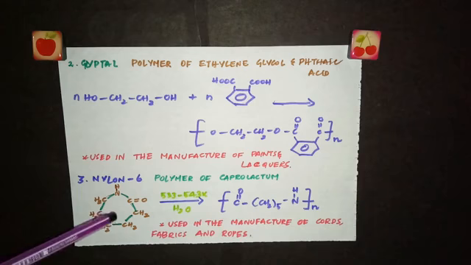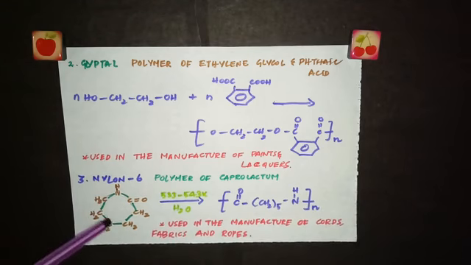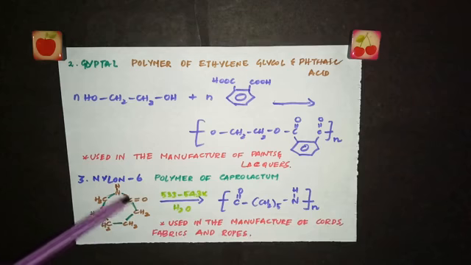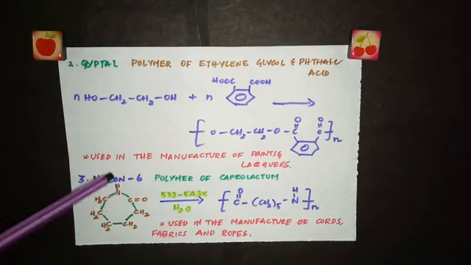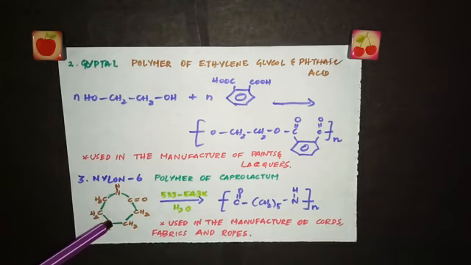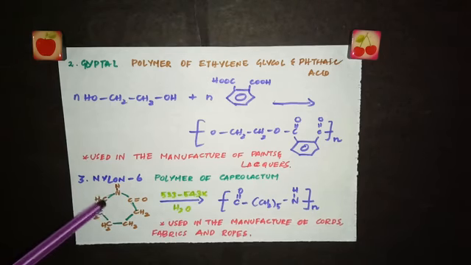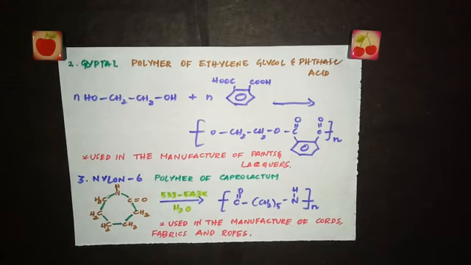Caprolactam is a cyclic structure. You have 5 CH2, so 1, 2, 3, 4, 5, a C double bond O, which is again connected to NH. So this is caprolactam. See the structure, it is not hexagonal. We have 7 bonds here. So this is the structure of caprolactam.